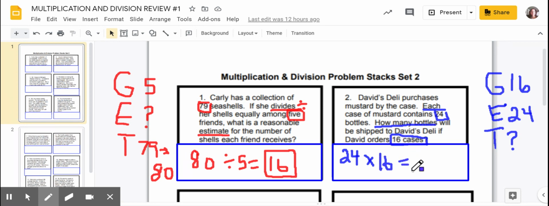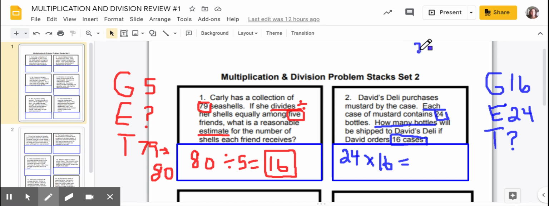or 16 times 24, because remember, commutative property tells us we can reverse the factors and still get the same product. So you're going to multiply, and you can do that by breaking the numbers apart or using standard algorithm or using an area model with partial products. I'm going to choose the area model with partial products. So I'm going to go ahead and just draw my area model over here.